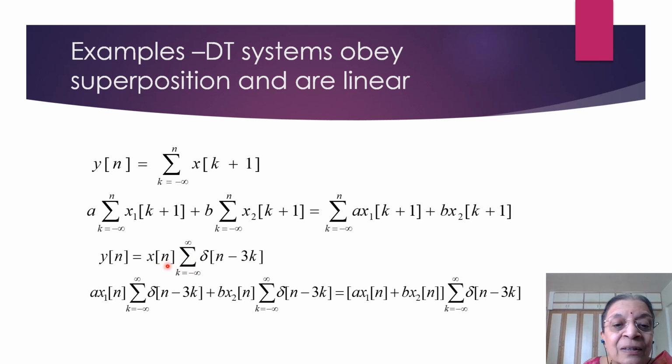Similarly for this, y[n] is the summation from minus infinity to infinity of x[k] delta[n minus 3k]. What is delta[n minus 3k]? It is existing for n is equal to 3k. So only for n equal to 3k this is existing, and y[n] will be equal to x[3k], right? Now if I put a x1 and b x2, then correspondingly it will also generate the same output. That means this summation term will be there as just the common term, so I can take it out and I can say that it is a x1 plus b x2[n]. So this is again obeying the superposition principle, and then this system will also be a linear system.